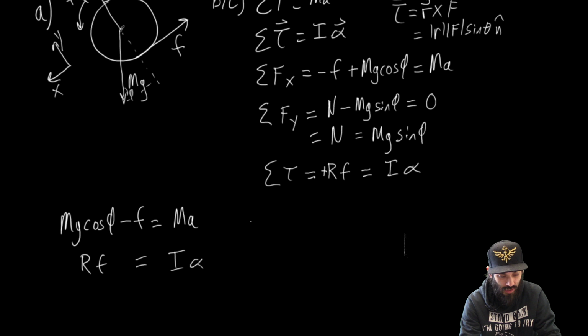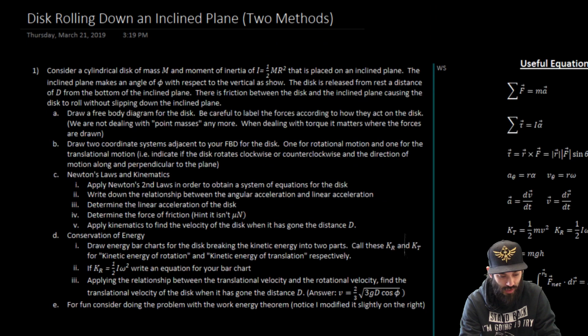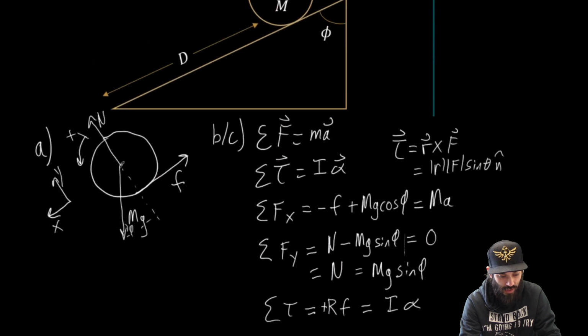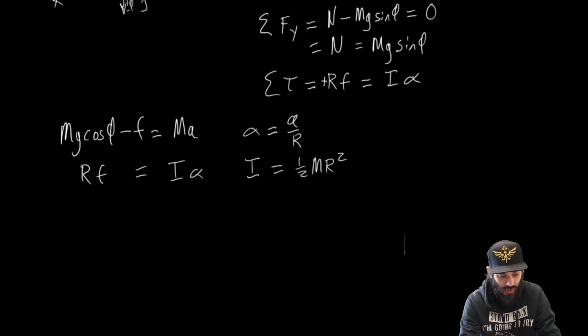So we can say that alpha is going to be equal to A divided by R, or A is equal to R times alpha. And we also need the moment of inertia. Here we have the moment of inertia of a solid disk, which is going to be 1/2 capital M R squared, I believe. Let me just check that I put that in the statement of the problem. I tend not to remember these. Okay, yeah, 1/2 M R squared. Good.